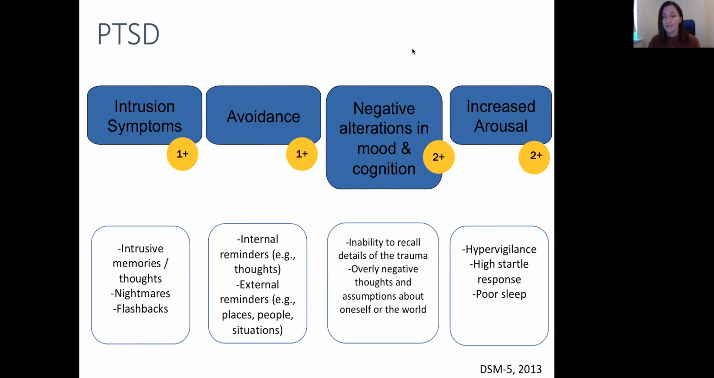And lastly, there's increased arousal. So this includes symptoms such as hypervigilance, high startle response, and poor sleep. And we know that these symptoms need to persist for at least 1 month in order to be diagnosed with PTSD.